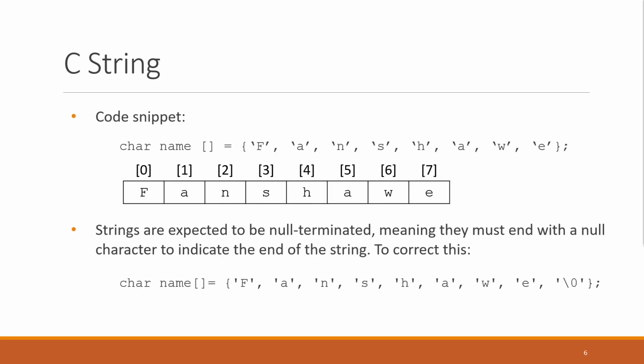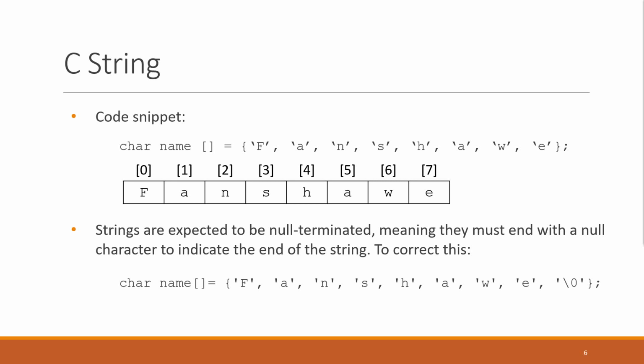Here, name is declared as a character array without specifying its size explicitly. The size of the array is automatically determined based on the number of elements provided within the curly braces during initialization. However, there is no explicit null character \0 included in the initialization list. In C, strings are expected to be null terminated, meaning they must end with a null character to indicate the end of the string. In this case, since there is no explicit null character provided, the string stored in name is not properly null terminated. This means that the code technically doesn't represent a valid C string.